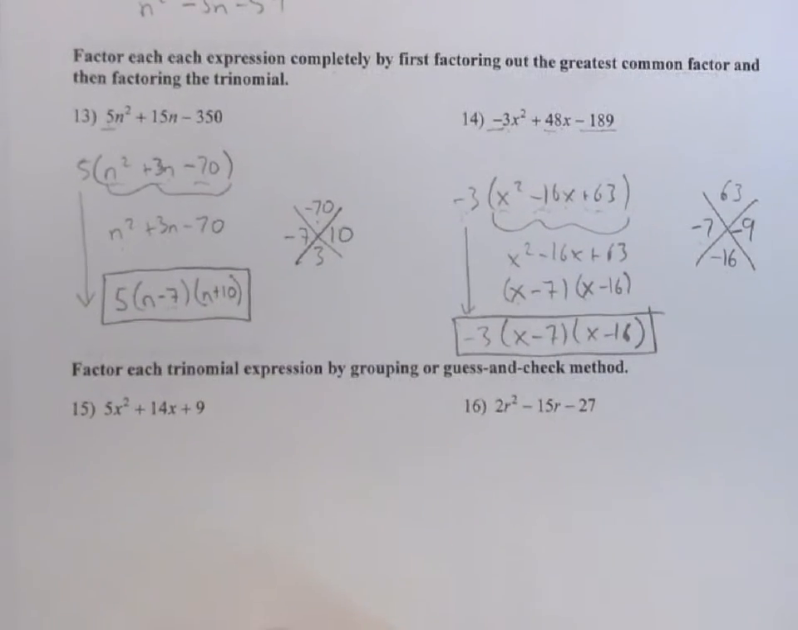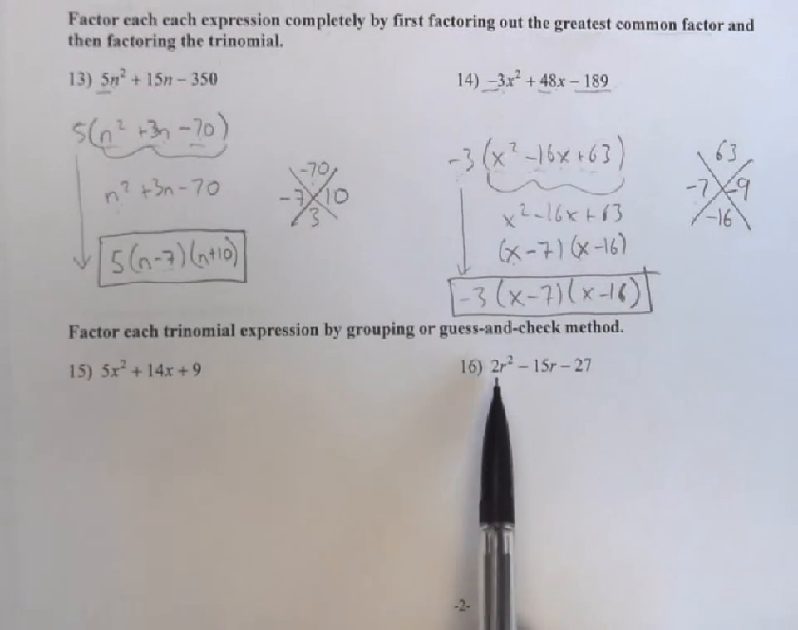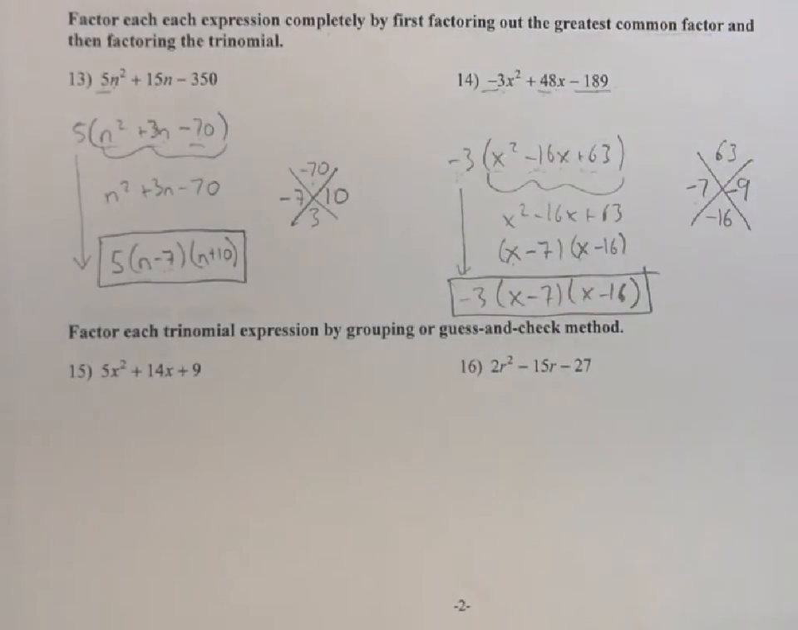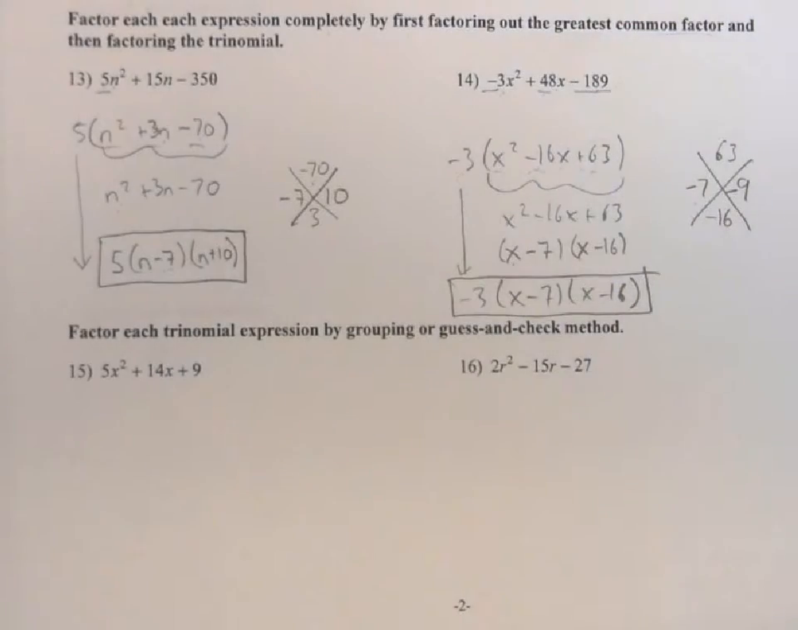All right, now these ones, like 13 and 14, also have a number in front of the squared term. So our first instinct might be, okay, great, let's factor out the 5. Well, 5 doesn't go into 14, and it doesn't go into 9 either. And so we have to have another method. We have to figure out what we're going to do here, right?